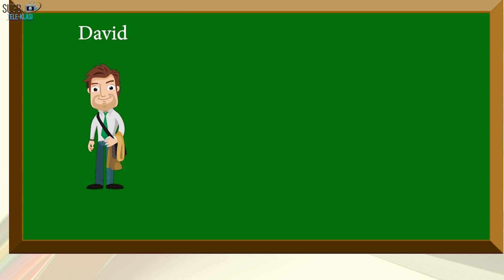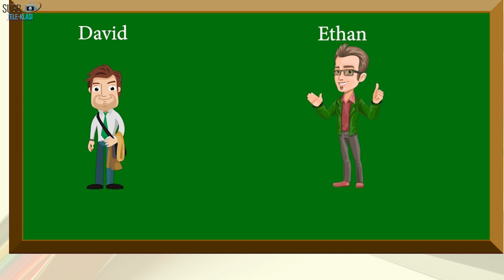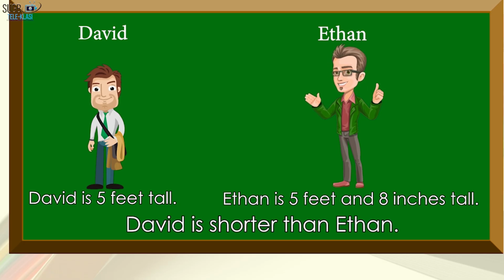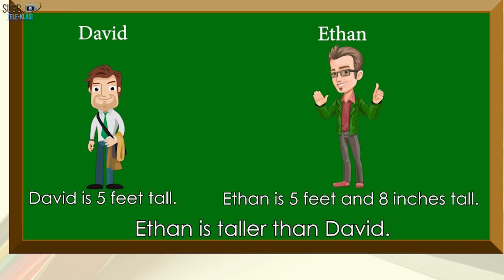This is David and this is Ethan. They are my good friends. David is 5 feet tall, while Ethan is 5 feet and 8 inches tall. We can say David is short. Ethan is tall. David is shorter than Ethan. We can also say it this way. Ethan is taller than David.